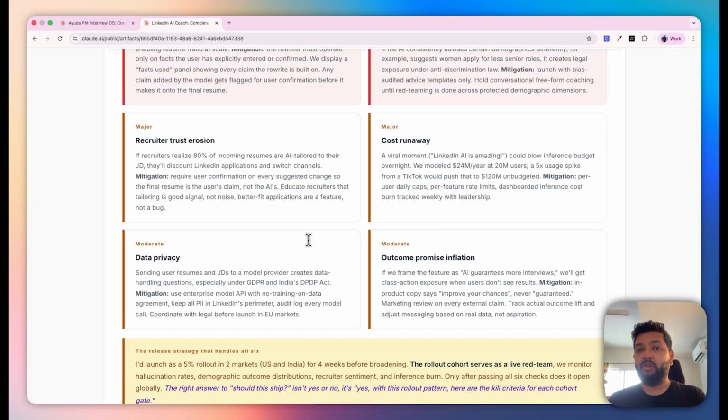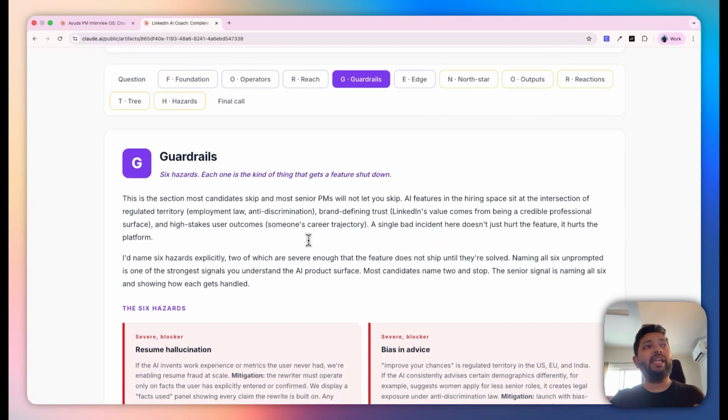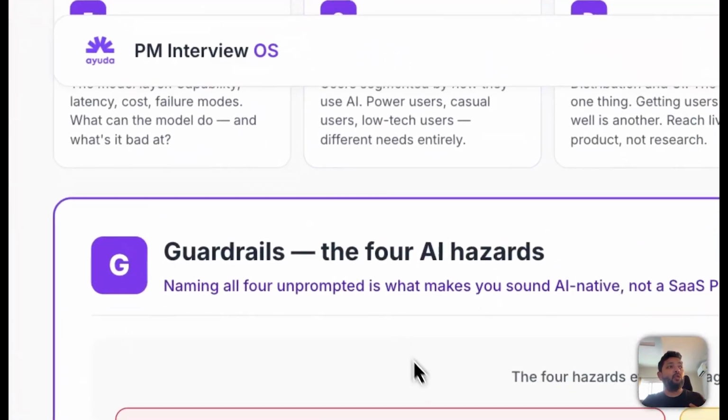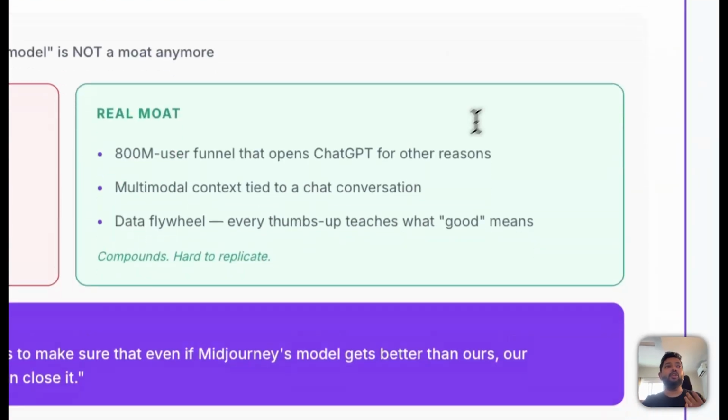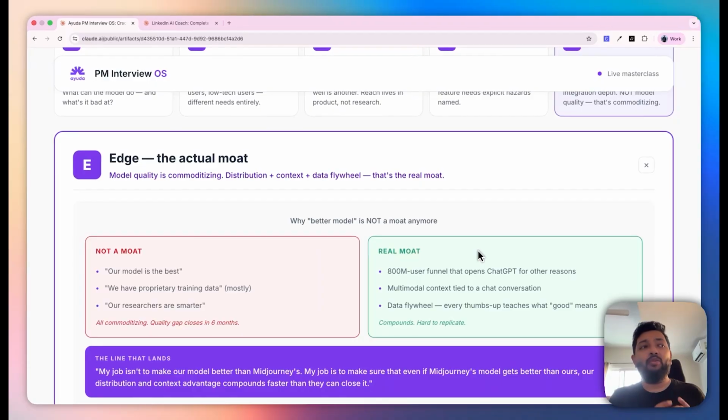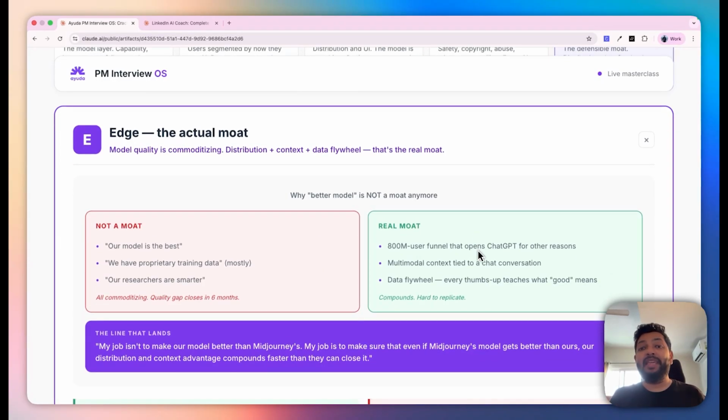The outcome may be that you're far away from getting shortlisted. So what you do after this is you write down the guardrails. 4 or 5 is enough, 6 is great, and you use these 4 parameters to mention the guardrails to your interviewer. Now, once this is done, you finally talk about the edge, right? What is the moat of your product? Why building this makes sense?